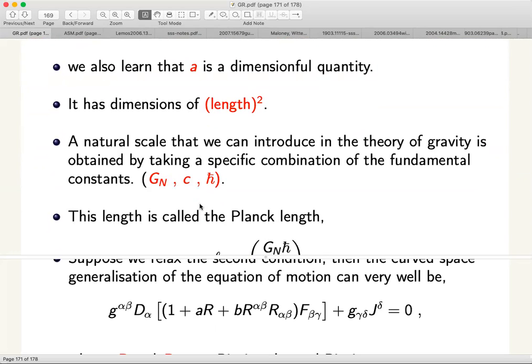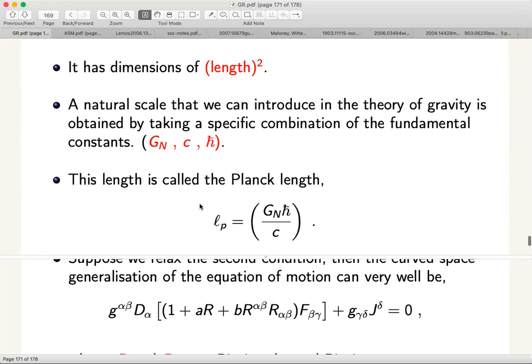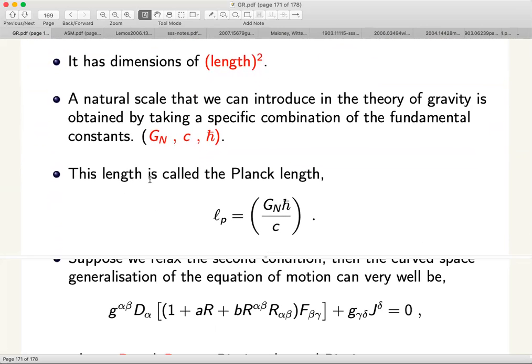One of the things that you may have learned in other courses also is that you can use Newton's constant, the speed of light, and Planck's constant to replace the units of length, mass, and time by what are called Planck length, Planck mass, and Planck time. Of which we really need Planck length right now, which corresponds to this particular formula. Now you would say, we are doing classical theory, where is this h bar? But you don't really need to worry about it right now.